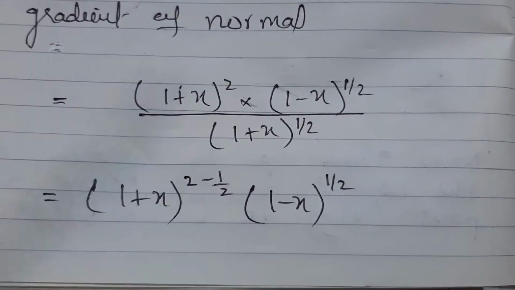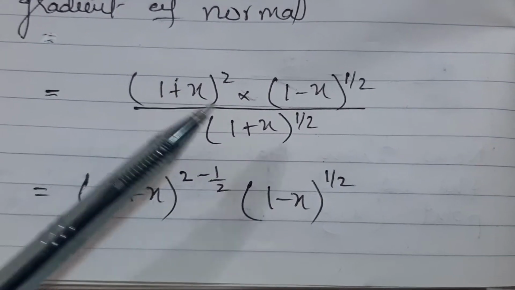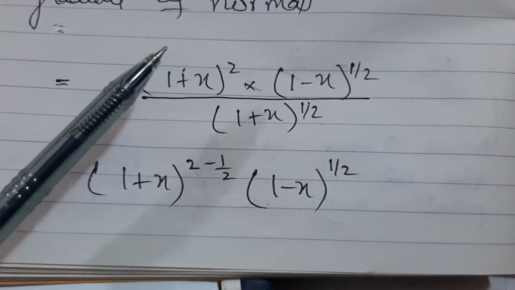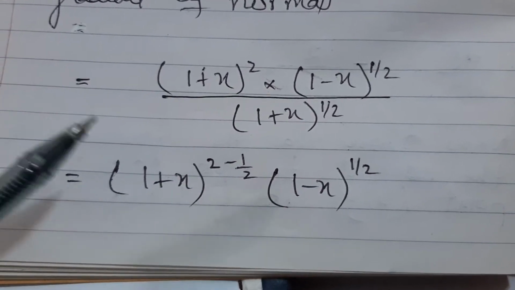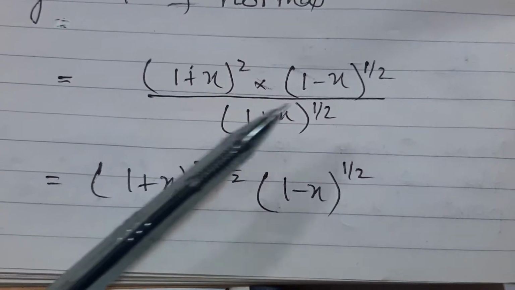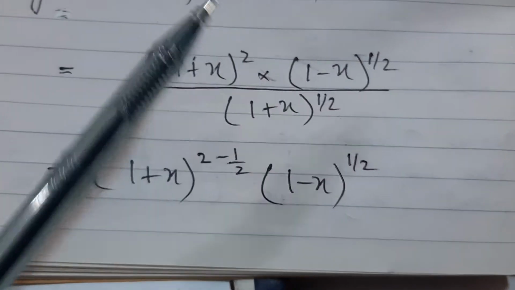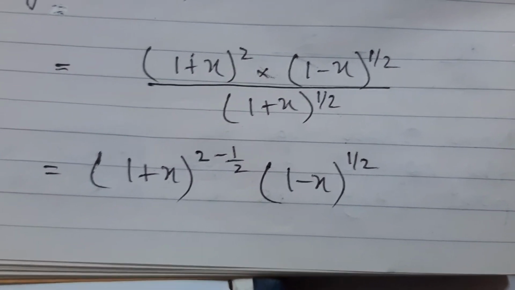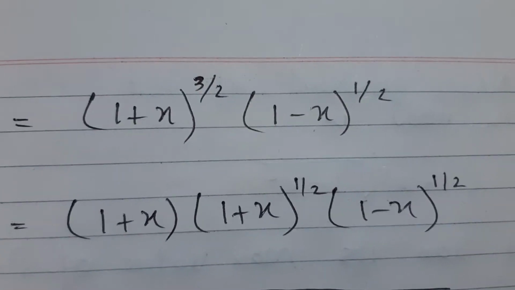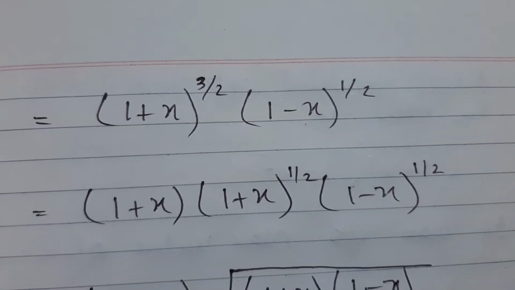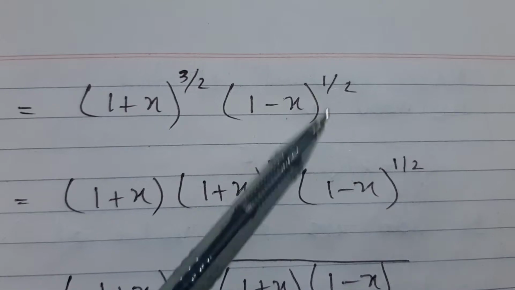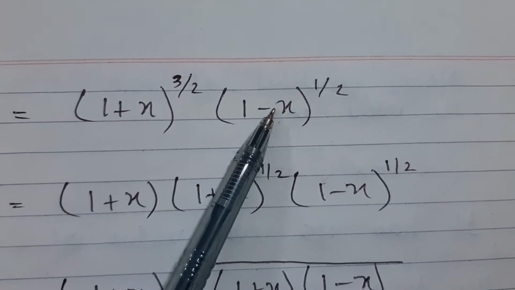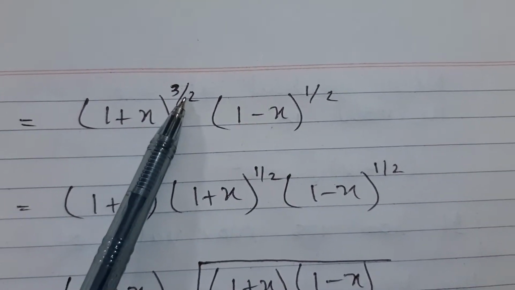So let's see what I'm doing here. If you see this and this is same. So if I apply the concept of indices and consider this as a base, so I can take this up. So 2 minus half. This is what I'm doing here. Right? So it will become 2 minus half is equals to 3 over 2. Okay. So now after that what I am doing here, 3 over 2 mean 1 plus half.